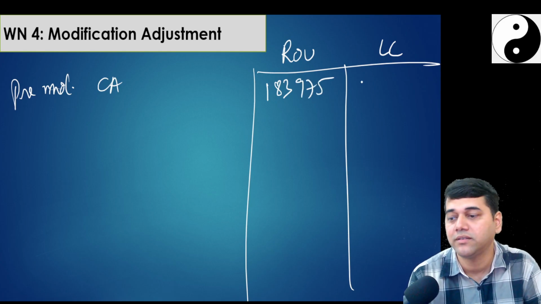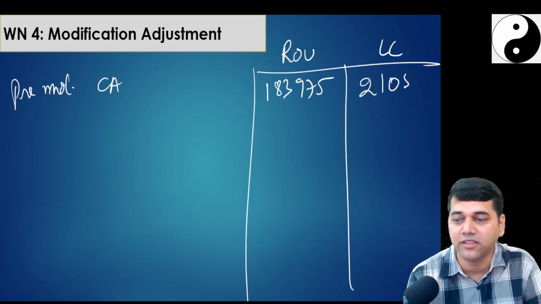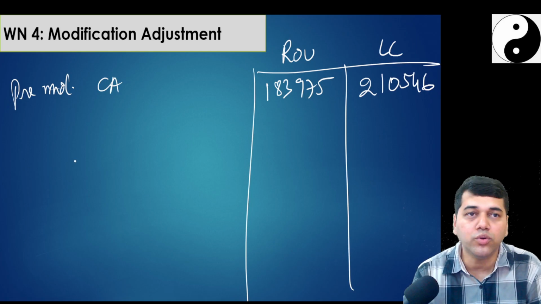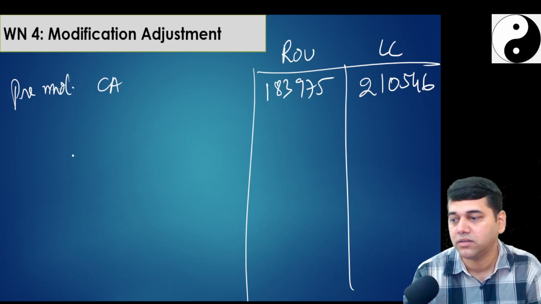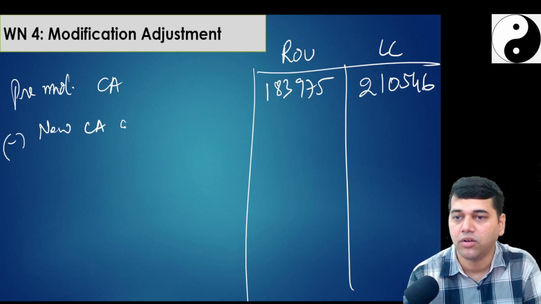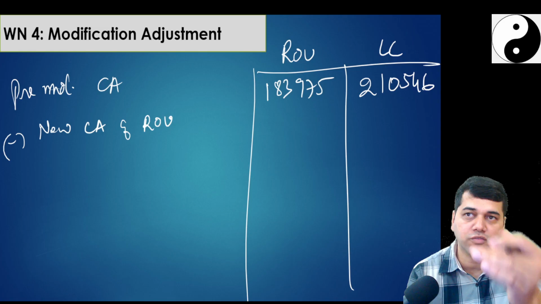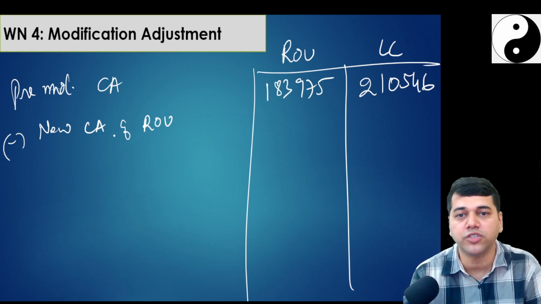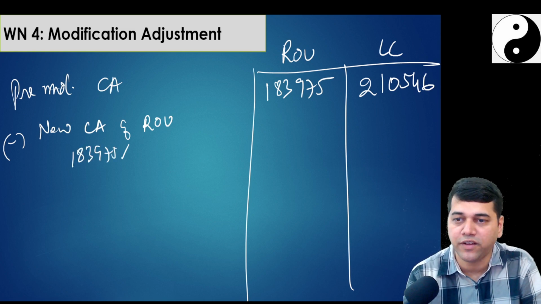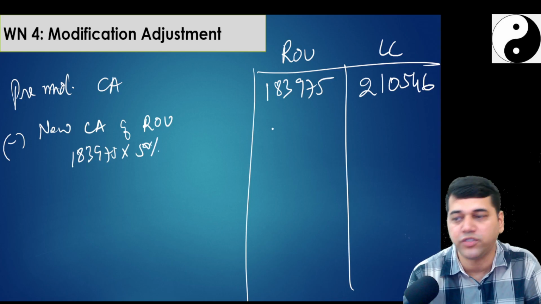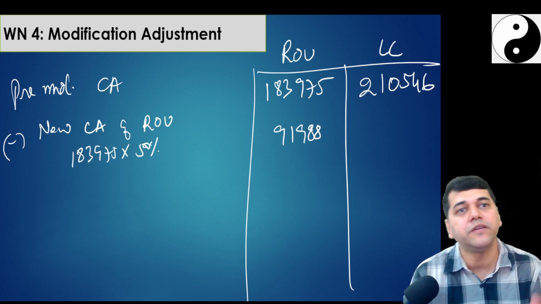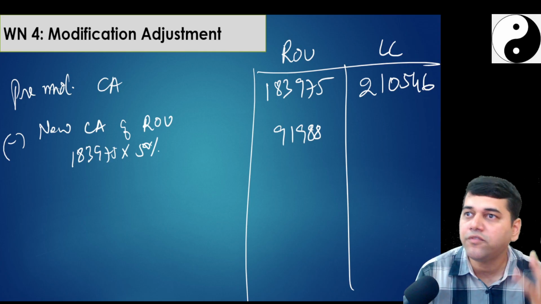183,975. Lease liability 2,10,546. So first thing, I want to reduce the new carrying amount of ROU after reduction of the quantity. How much quantity got reduced? 50%. So 1,83,975 into 50% I will reduce it. 91,988. I have got a new balance now, which will be depreciated for how many years? 5 more years.